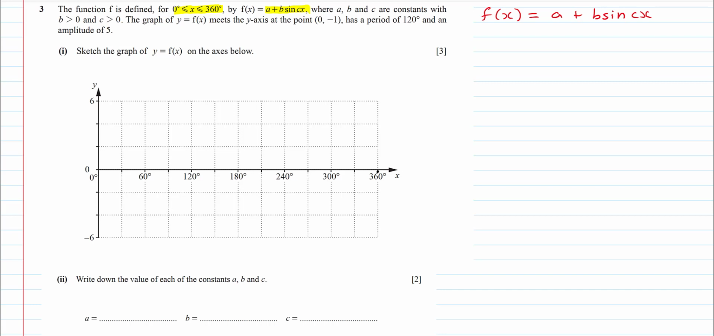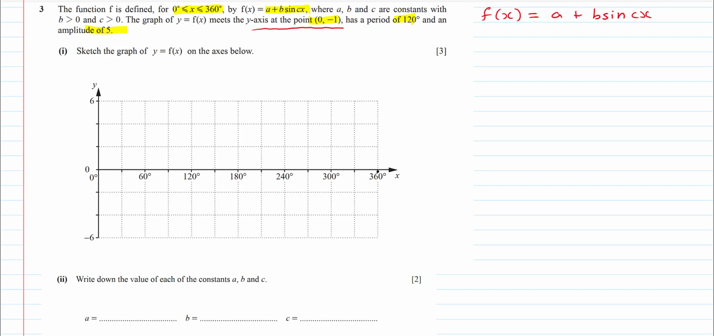So we're told first that the graph meets the y-axis at the point 0, minus 1, and has a period of 120 degrees and an amplitude of 5. So looking at this bit of information here then, it says the function meets the y-axis at the point 0, negative 1. So if we had a sine graph with no transformation, we'd start at the point 0, 0. So that line y equals 0 would be our principal axis. So we've just shifted that down 1 unit.